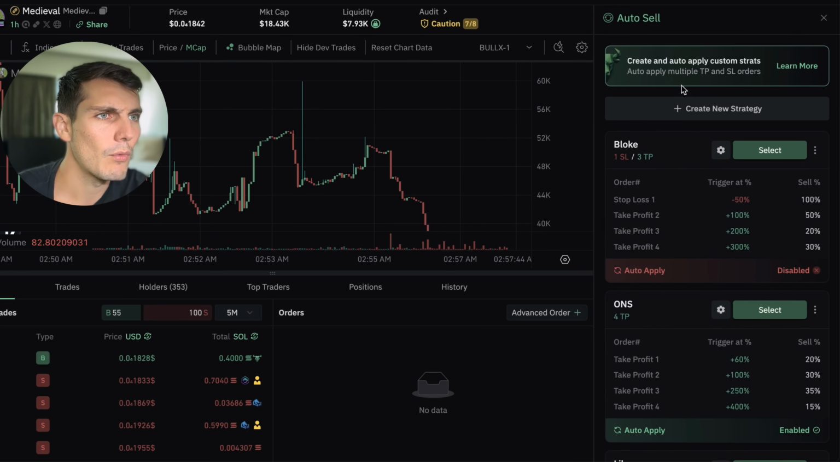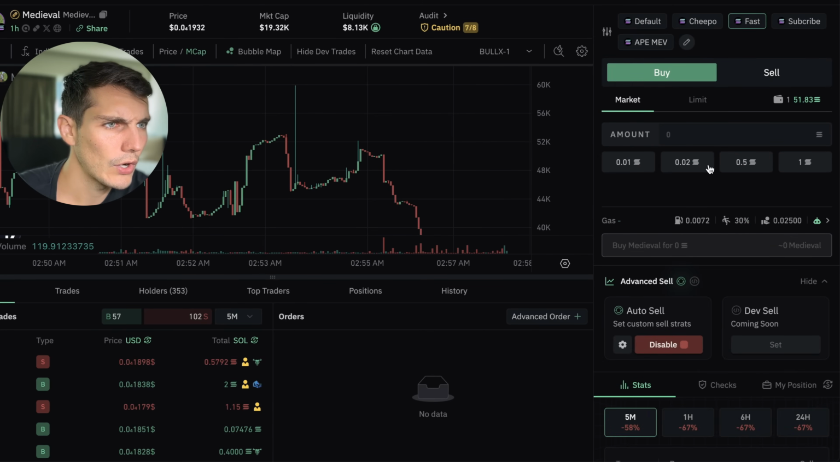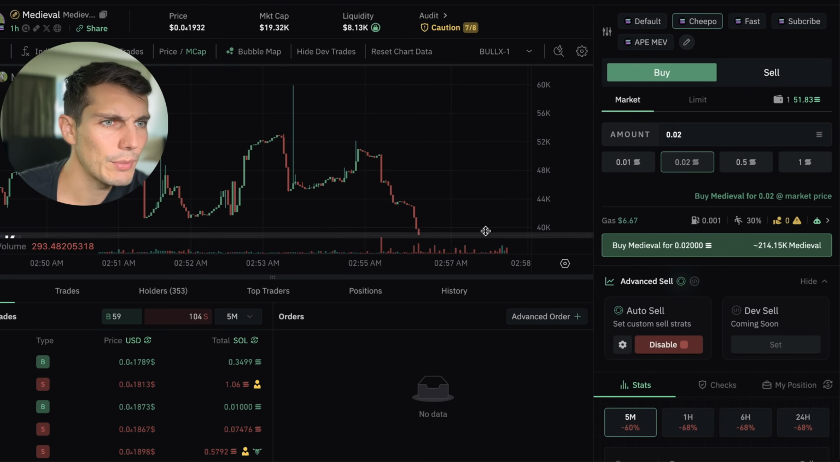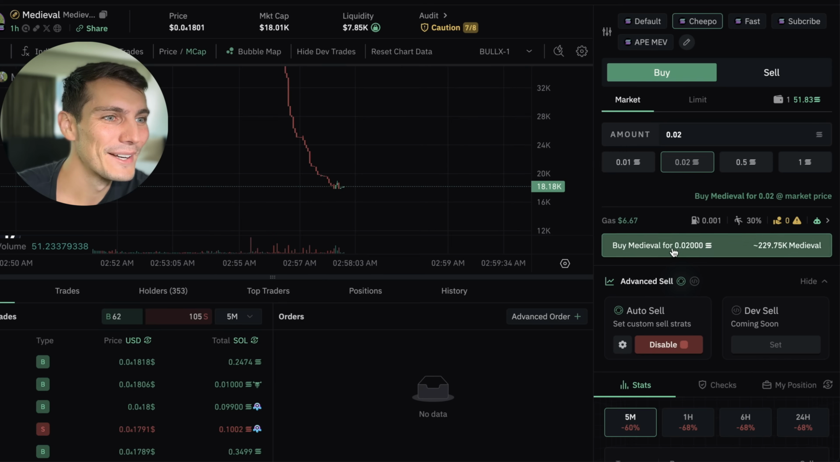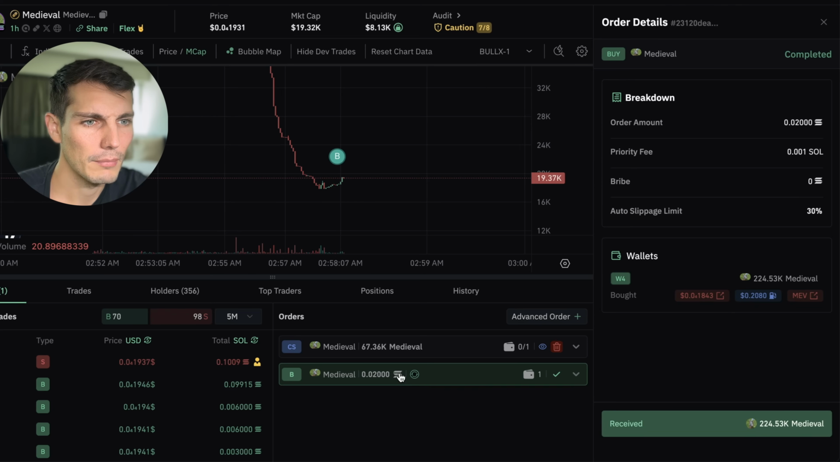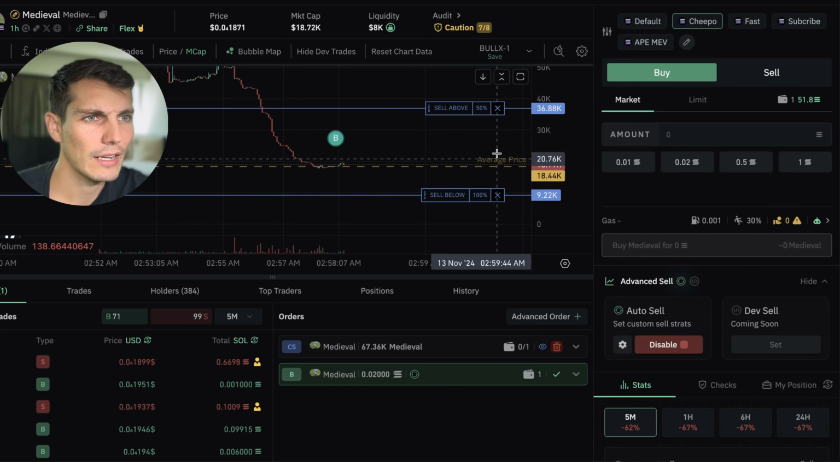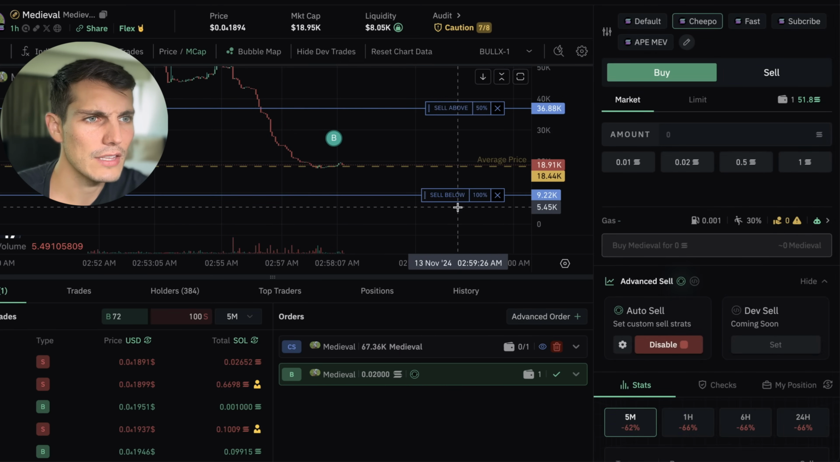And let's say I was buying this one. I'm going to select a block here. Just going to show you how it works. And we're going to go with cheapo, for example. Wow, that's crazy how they destroy it. There you go. We're going to buy 0.02. My transaction went pretty fast. And now I should have directly all my take profit and sell order setup.